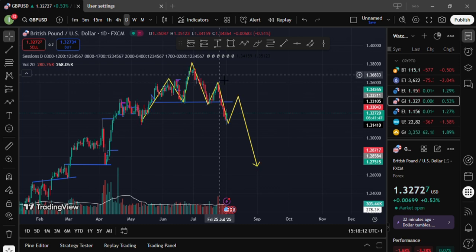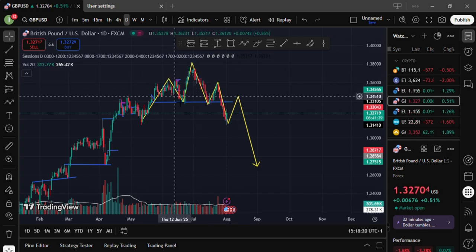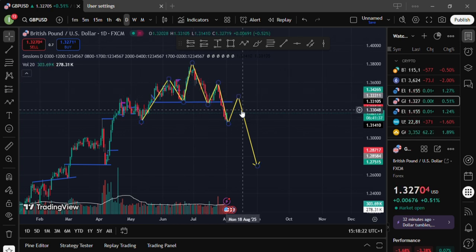But nevertheless, it can actually still work. So now we're expecting a dump in price for GBPUSD and EURUSD for August. So let's see how the whole thing plays out.